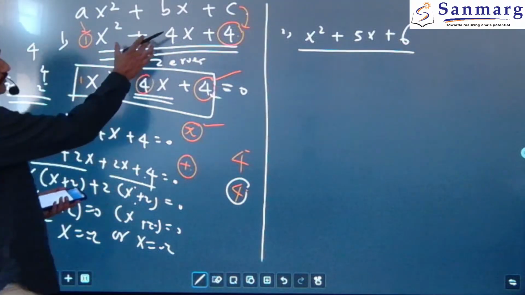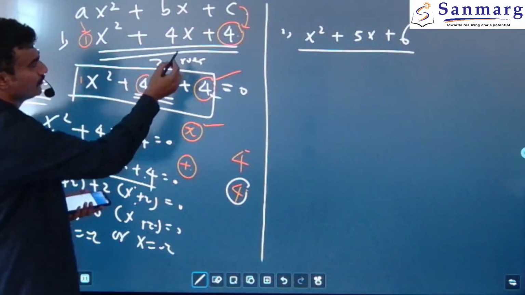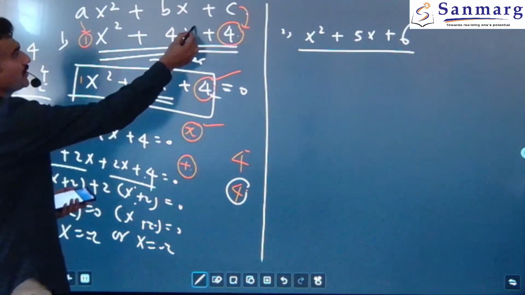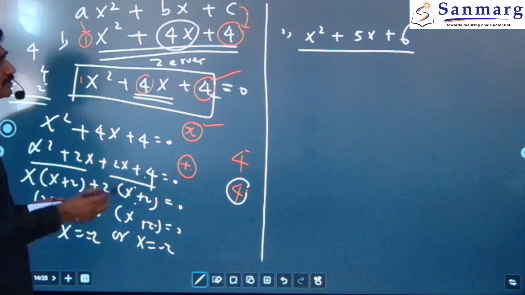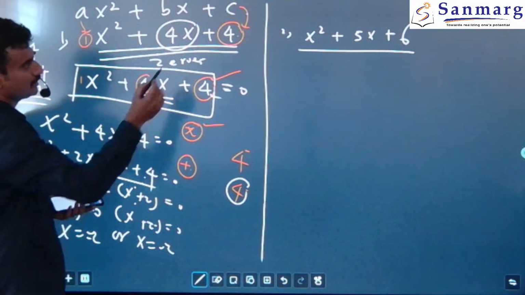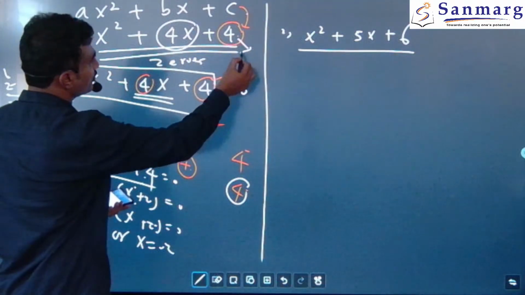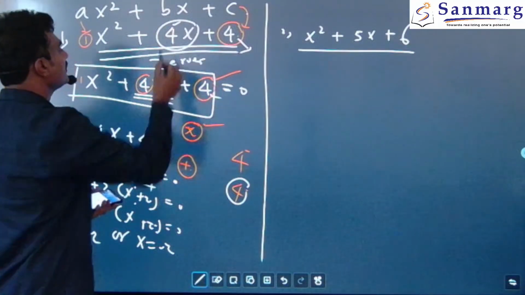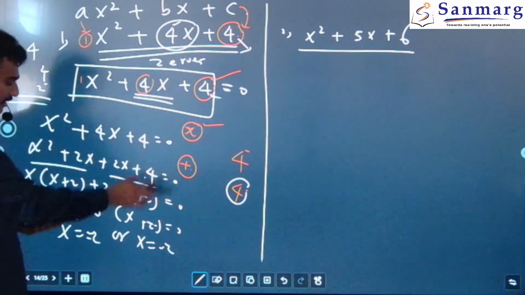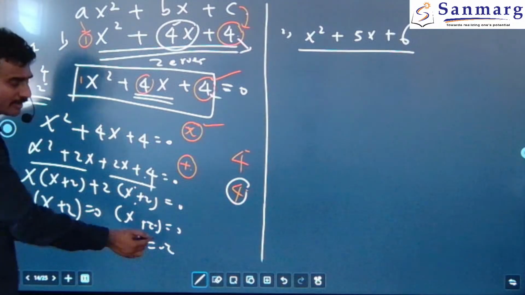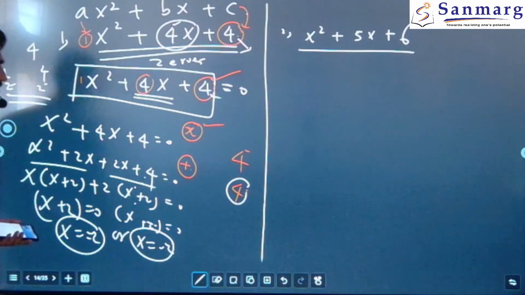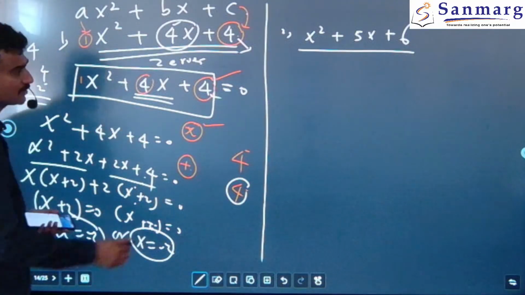So how do you split the quadratic equation? We can solve this quadratic equation by splitting the middle term. What is the middle term? The middle term is 4x. We should split the middle term so that the product of the two numbers should be 4 and the sum of the numbers should be 4. By this condition we split this quadratic equation and we got the roots as minus 2 and minus 2. These roots we can also call zeros. So the zeros of the quadratic equation are minus 2 and minus 2.